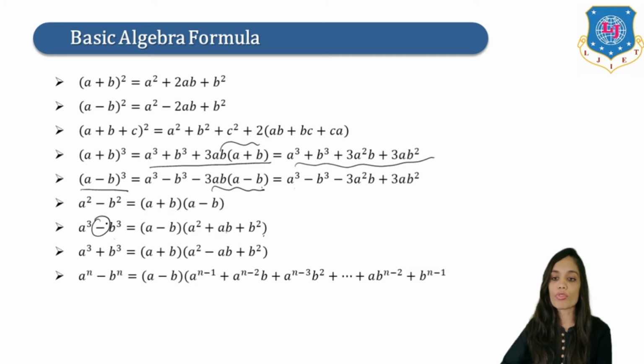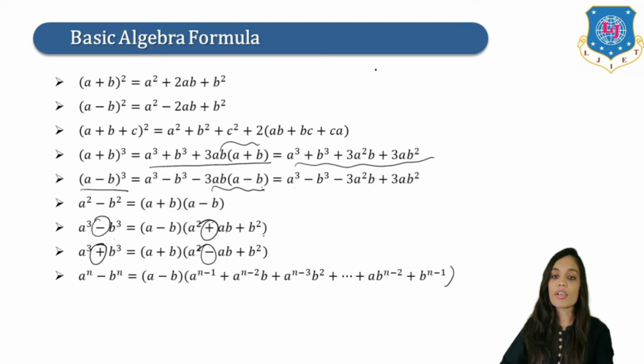If you have minus over here, your plus will come. Now a cube plus b cube will be equal to a plus b, a square minus ab plus b square. That is, if you have plus, your minus will come. And the last formula is of a raised to n minus b raised to n. It will be equal to a minus b into a raised to n minus 1, a raised to n minus 2 times b plus and so on, b raised to n minus 1.